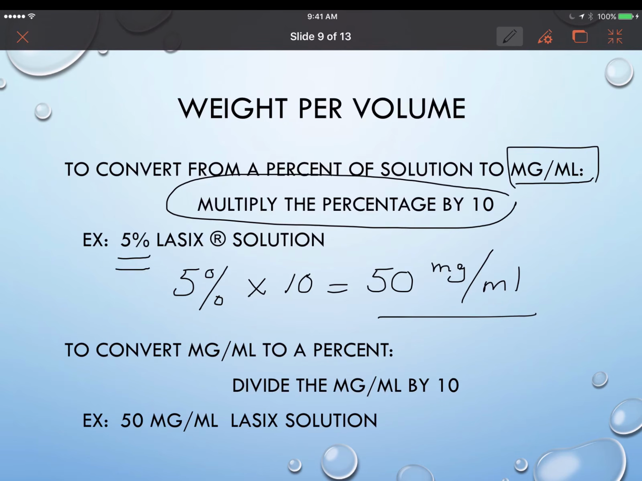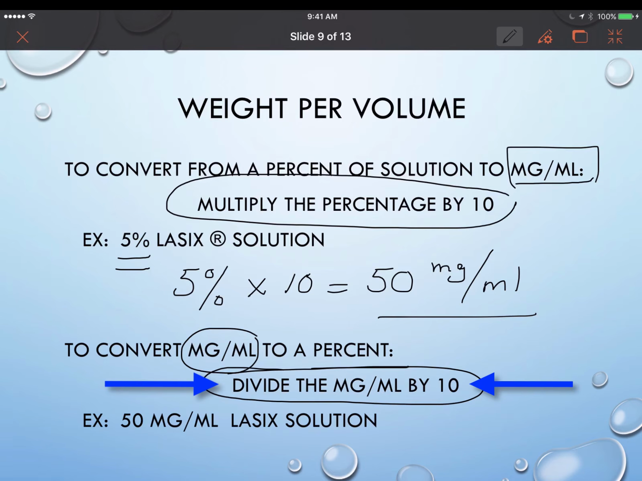Conversely, if we want to convert the other way from mgs per mL back to the percent, all we have to do is divide the concentration in mgs per mL by 10. So here we have our 50 mg per mL solution, divide by 10, that gives us 5, and we're back to percent.